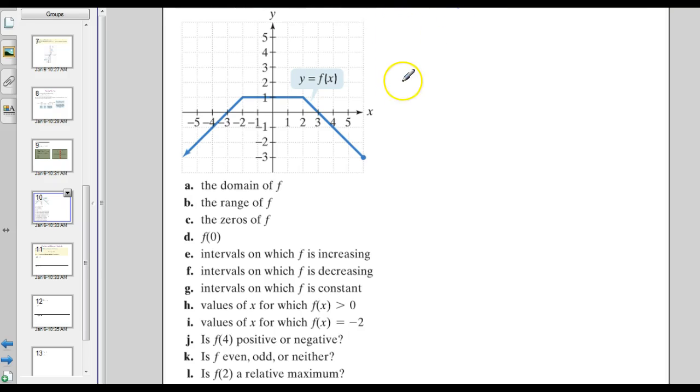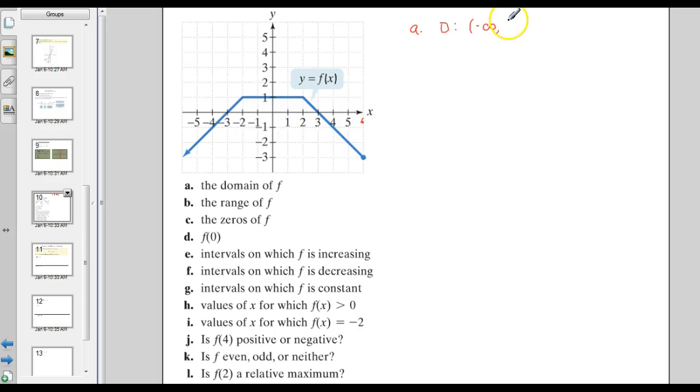So A, the domain of f. For the domain, we've got an arrow on this side, meaning it's going to keep going forever. We've got a closed dot on this side, meaning that it stops right here. This is where 6 would be. So that means our domain in interval notation is negative infinity all the way up to 6.